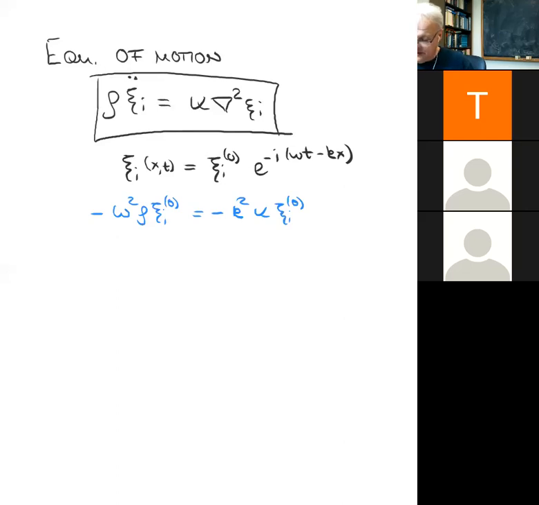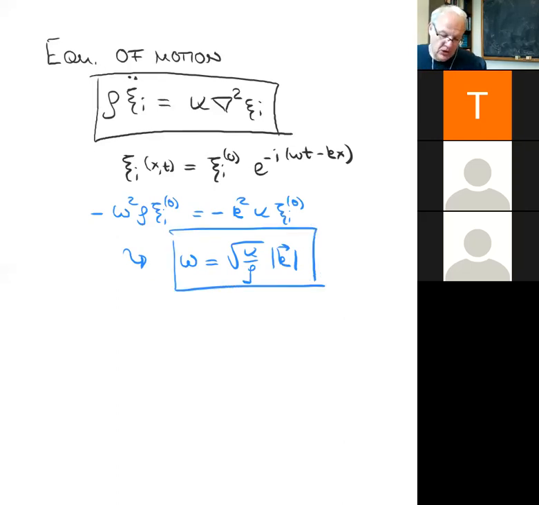And then you can solve this for omega. So this says that omega is the square root of kappa divided by rho times the absolute magnitude of k. Okay, so this is a standard wave-like behavior. So in the present case, we would call that an elastic wave. Okay. And what is important, I mean, that's sort of general wave-like behavior.